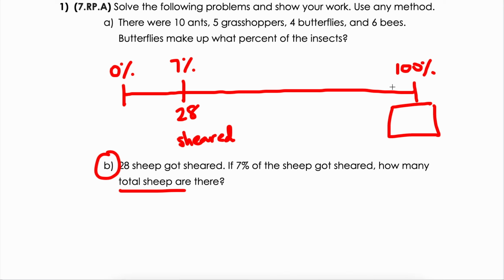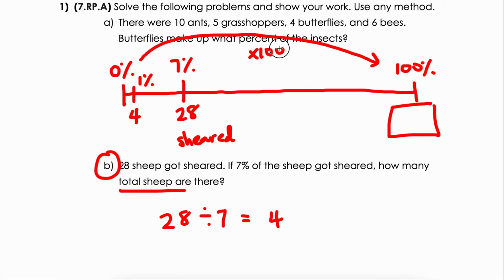Well, if I did have 7% equal to 28 sheep, then I could figure out what 1% is equal to by taking that 28. Since it makes up 7%, I can divide by the 7 to get 4. So then I would know 4 sheep make up each percent. So that 4 times 7 would get me to 7%, which is 28. So now if I want to go from 1% to 100%, I would multiply by 100, the 1%.